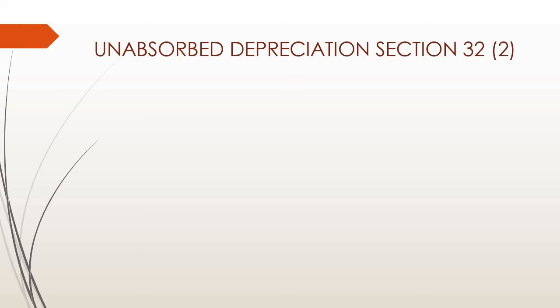Then at that time, depreciation can be carried forward to the next year. If there is any income in that year, then from that income it can be deducted. Such depreciation which could not be absorbed during the year is known as unabsorbed depreciation. That means you could not deduct it from the income. That's why it has become unabsorbed. And it can be carried forward to any number of years.